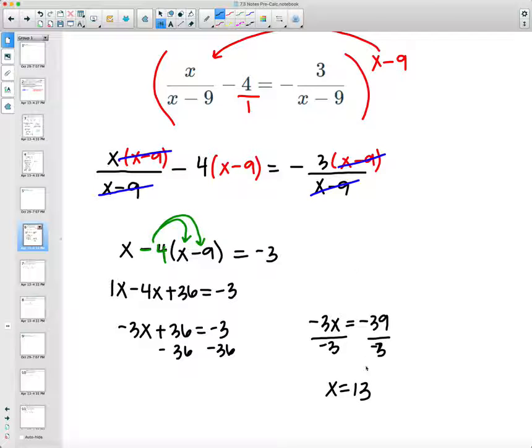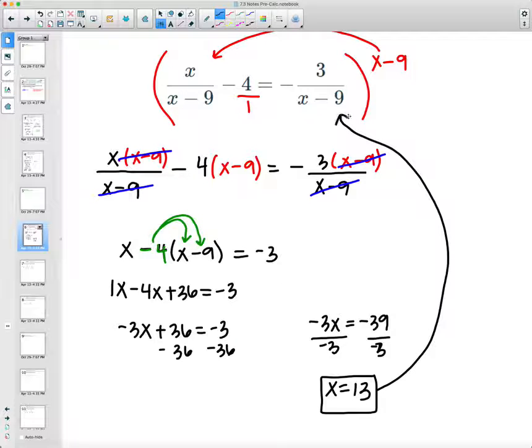Now remember, we always need to take this solution and see if it makes the denominator 0 when we plug it in. 13 minus 9 is 4, so we're fine. This is our solution. So always check for those extraneous solutions.